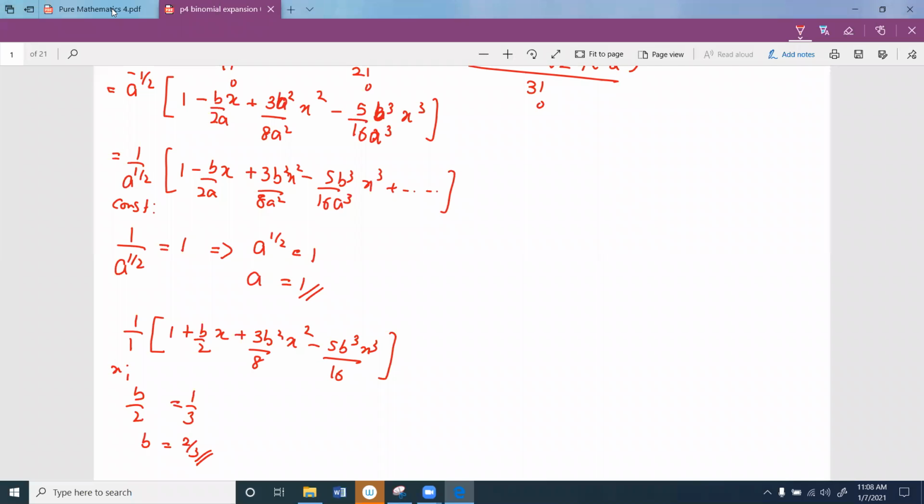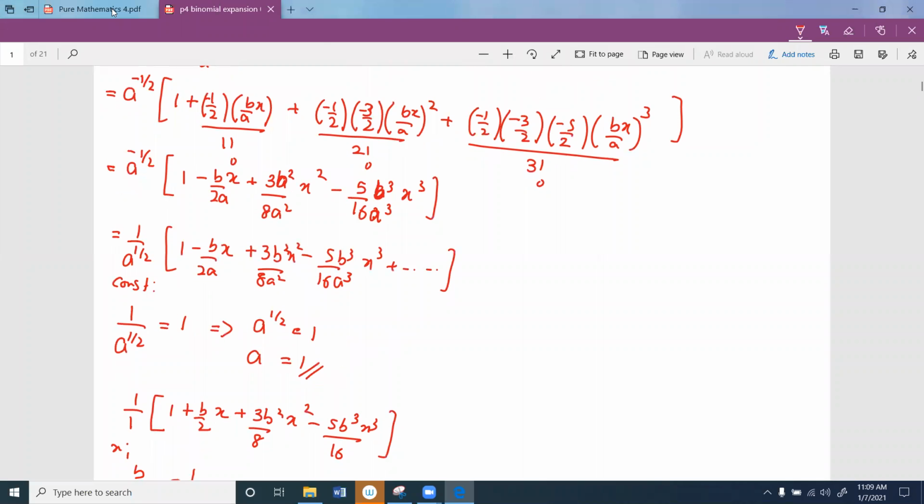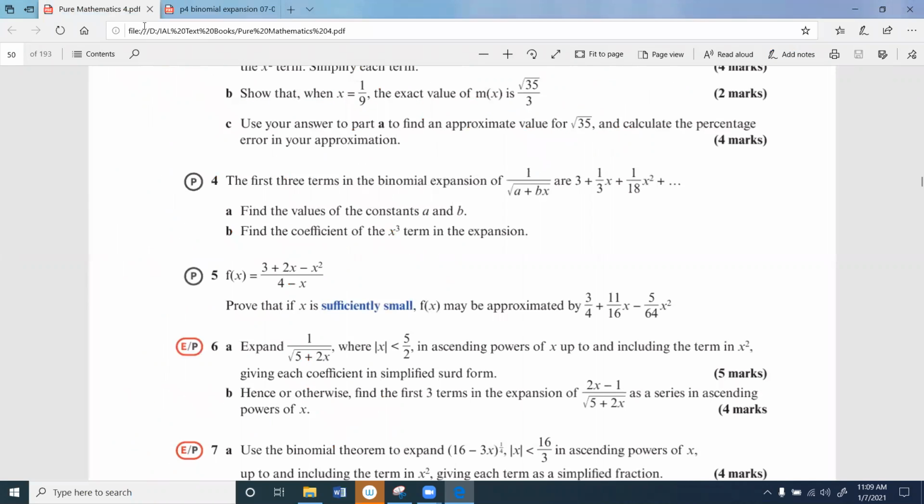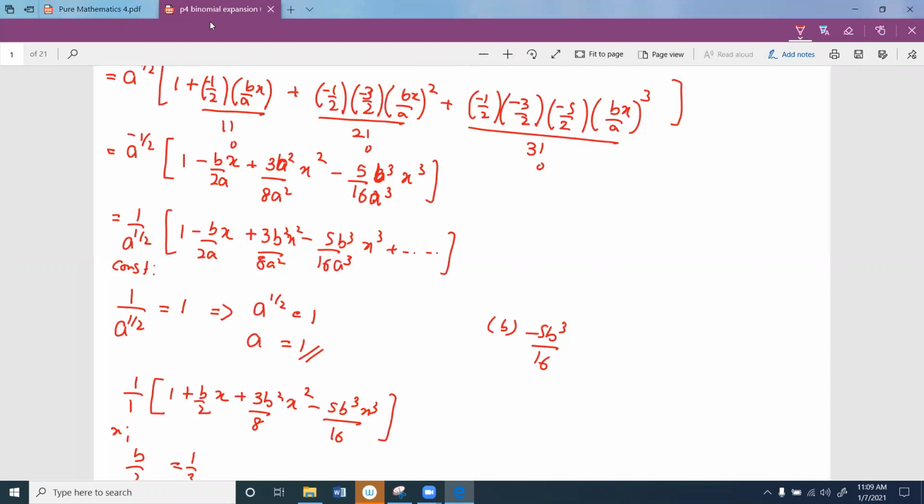The next part of the question asks for the coefficient of x cube. What is the coefficient of x cube? We know that it is minus 5b cube over 16. That's the part B answer. I'll find the coefficient of x cube. This is equal to minus 5 over 16.